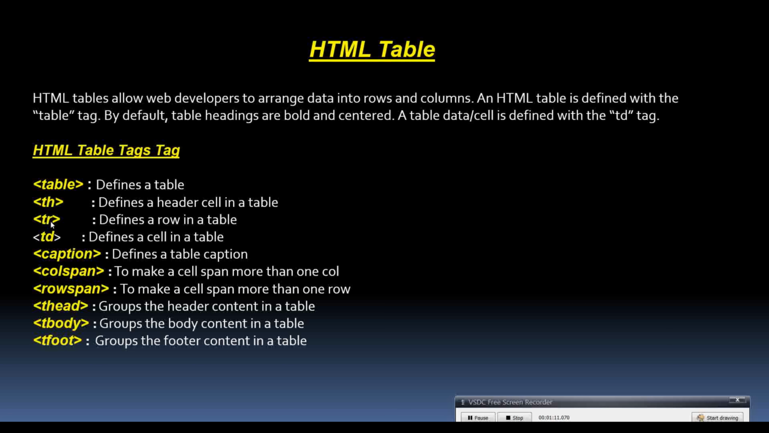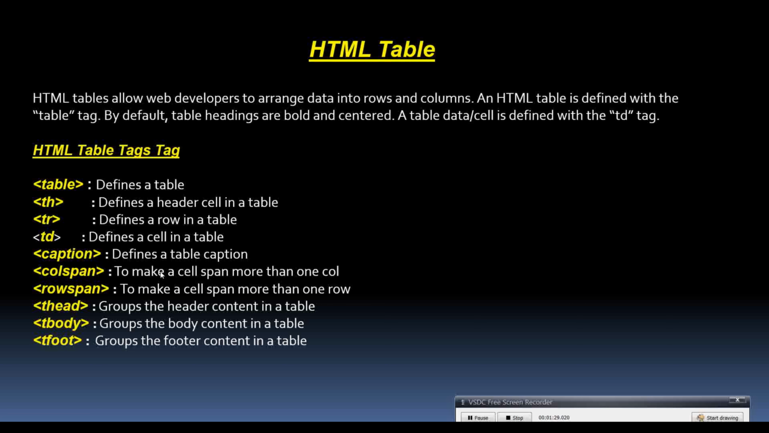Tr means table row. For defining any row we will use tr. Td means define a cell in a table, means table data. Whatever the content is there in the table, we will show with the help of td. What is caption? It defines a table caption. You can say a title.